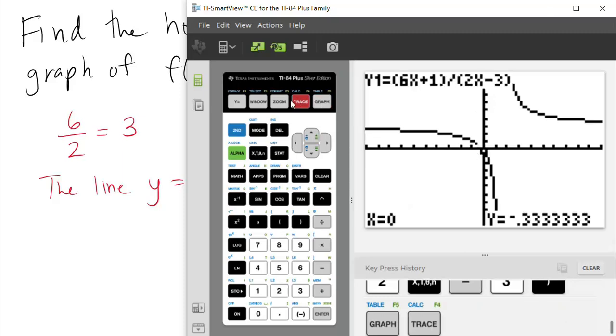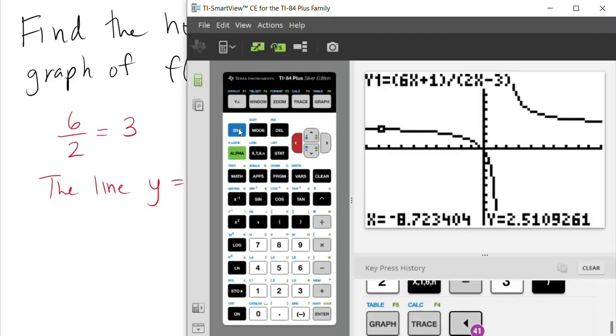I'm going to hit the trace key, and it gives me the cursor in the center of the screen. And instead of typing in numbers, you can actually use your arrows to follow the curve. So I'm going to keep scrolling to the left. Watch those y coordinates as I scroll further and further to the left. You'll notice that they're increasing, but they're starting to level off as I go further and further to the left. And you can't tell exactly, but it does appear that they're honing in on 3.